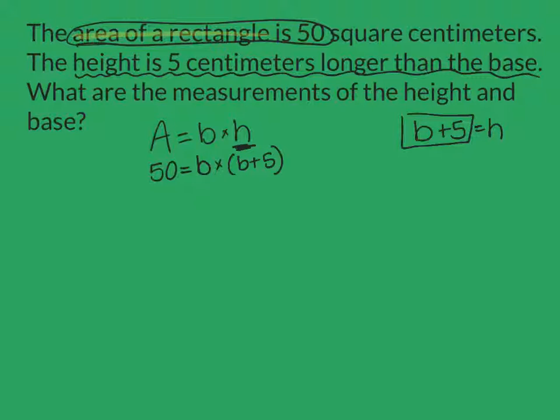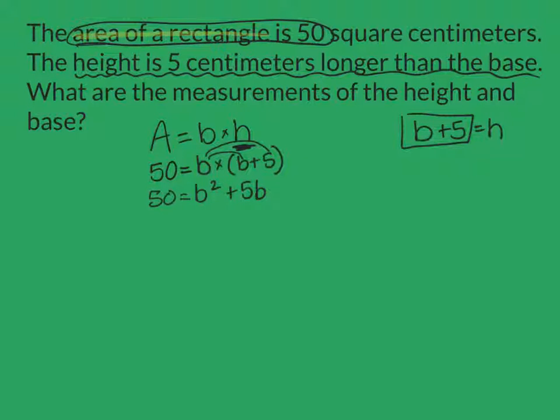Then I go through and I simplify, combining what I can. So the first thing I'm going to combine is this multiplication. The B is times the parentheses, so I need to use the distributive property to multiply it by everything inside the parentheses. So I'd have B squared plus 5B.